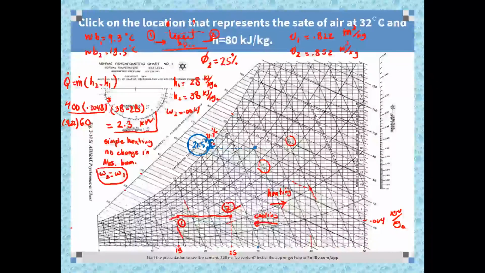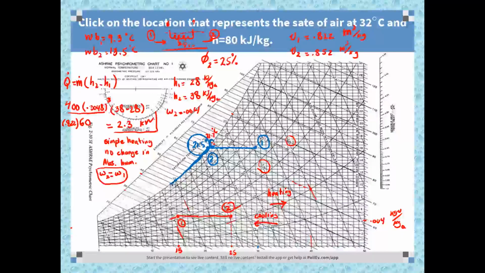So another question: what happens after this? This is my state 1 starting here, and state 2. What happens if I keep cooling this stream of air beyond this point? Will it just follow that 100% relative humidity? Very good. Yes, you cannot go beyond this line. So it will follow this 100% saturated line, depending on how much cooling you have.